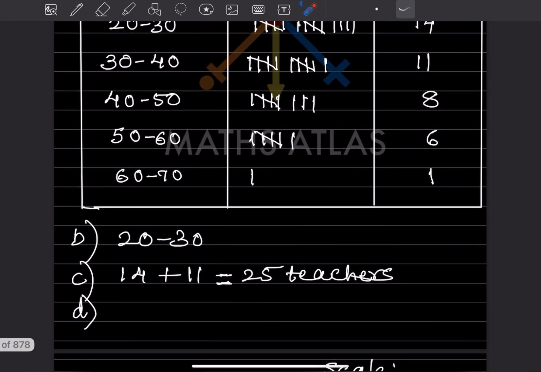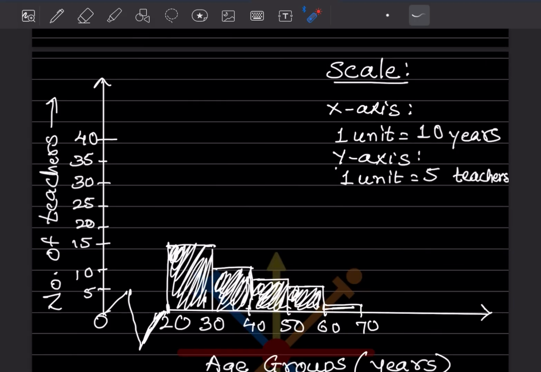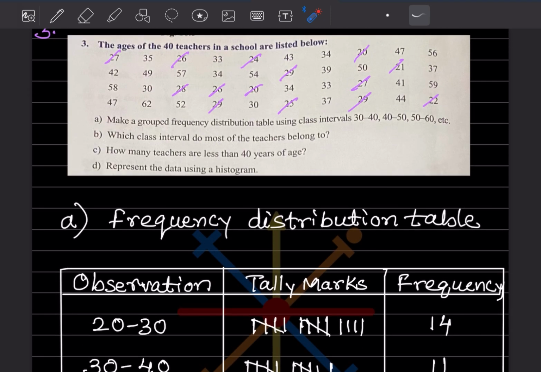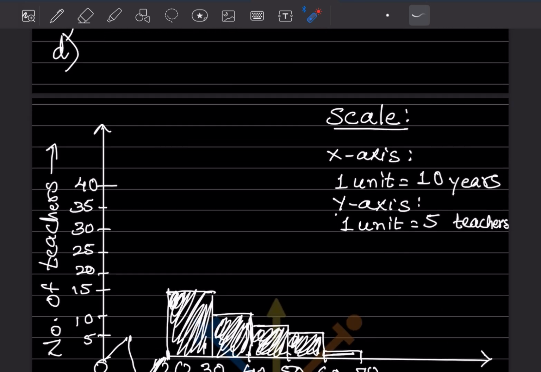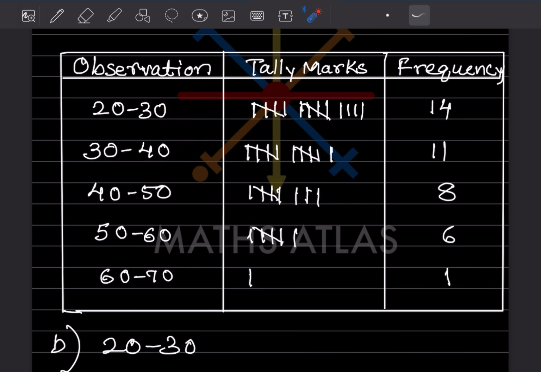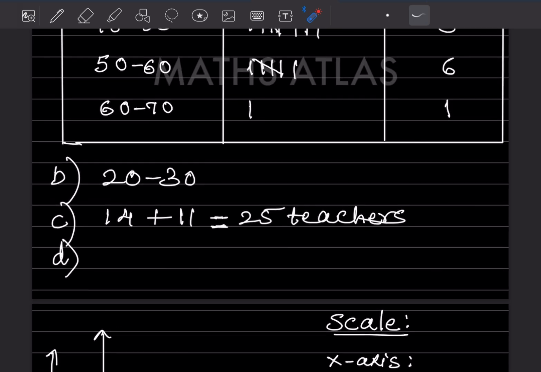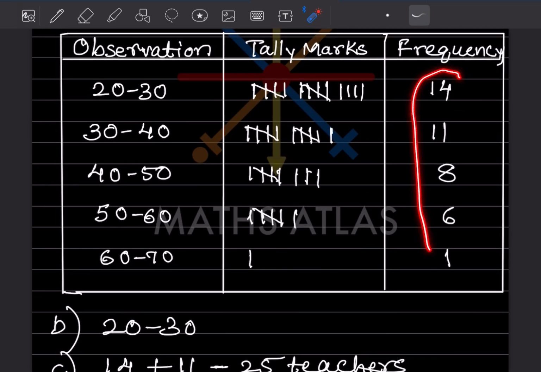And here again they said, represent the data using a histogram. So now let us see how to do the histogram. They said represent the data using a histogram. Here the range is given as 20 to 30, 30 to 40, 40 to 50. You can see a difference of 10 each, but at the start there is a 20. And the number of teachers, the last is 14.